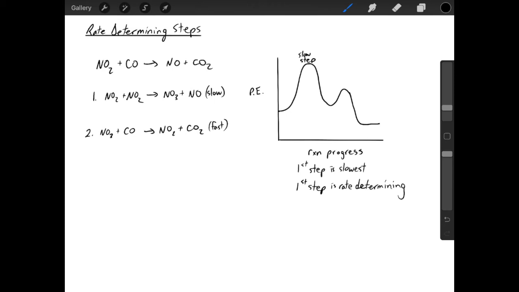Because it's an elementary reaction, we can just write the rate law based on the stoichiometry. And in this example, the exponent for the NO2 is 2 because there are two NO2s in the reaction. And the k is the rate constant for that slow reaction.